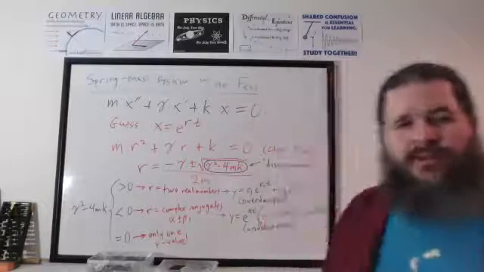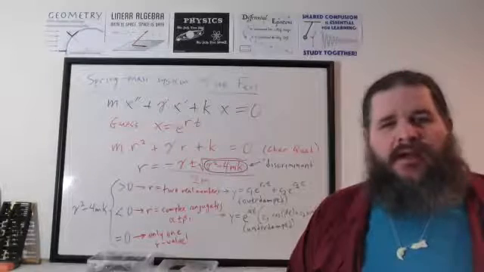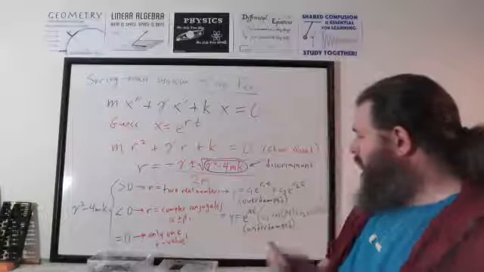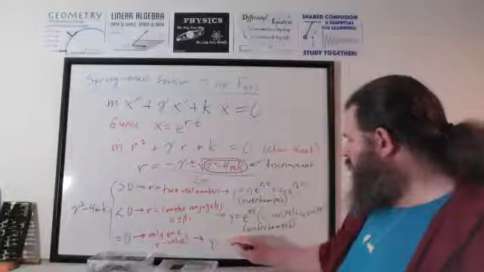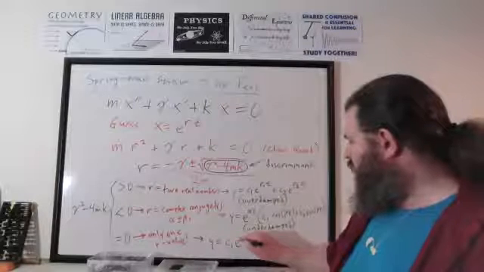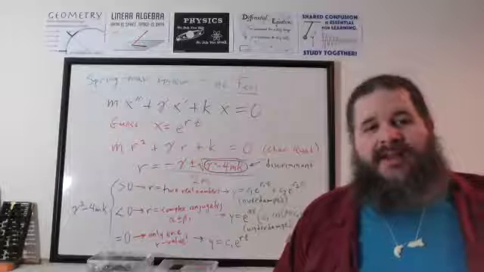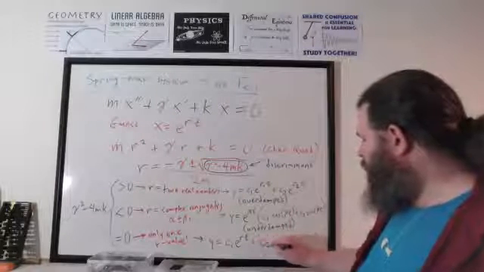It is real, so that means we do still get e to the rt. It's still an exponential function, but there's only one of them. So we're going to have to deal with that repeated root. So one of the solutions is still e to the rt, r being negative gamma over 2m. So that is negative, so we do get exponential decay, but we need a second solution.